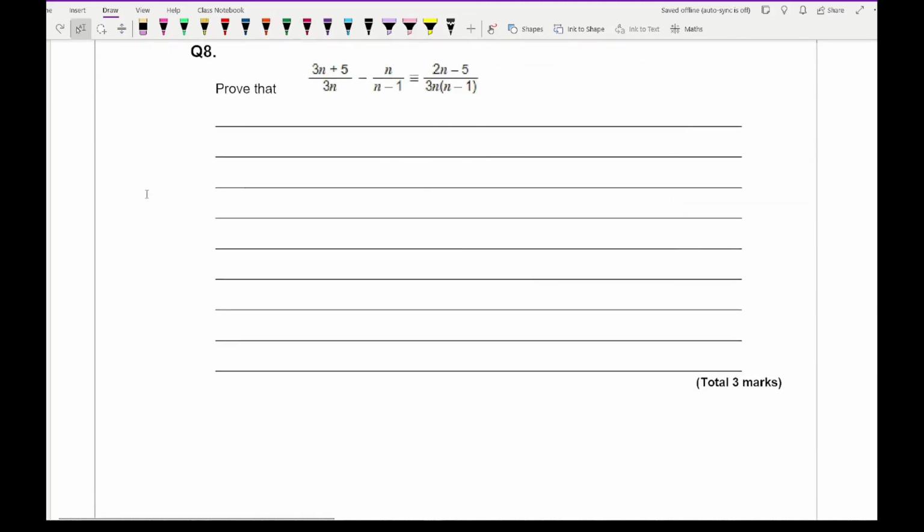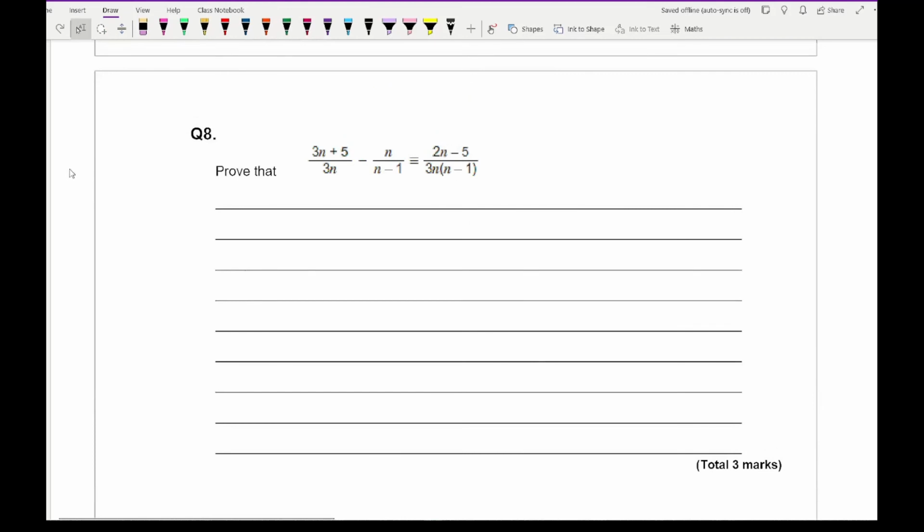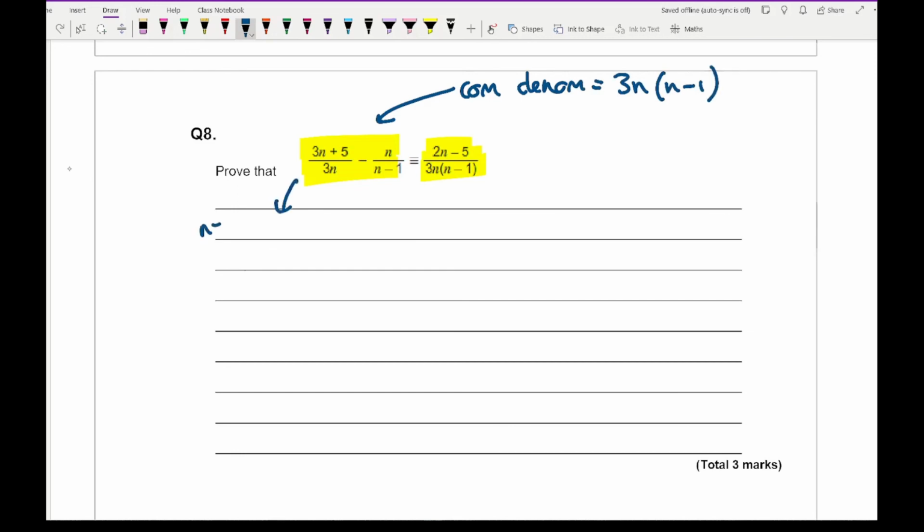Then moving on to question 8. Again, this looks like a complete utter mess, but what we want to show is that this, when we write it as a single fraction, can be shown as this. So looking at this, my common denominator is going to be 3n, n minus 1. So I multiply this first fraction by n minus 1. And I'm going to multiply this second fraction by 3n.